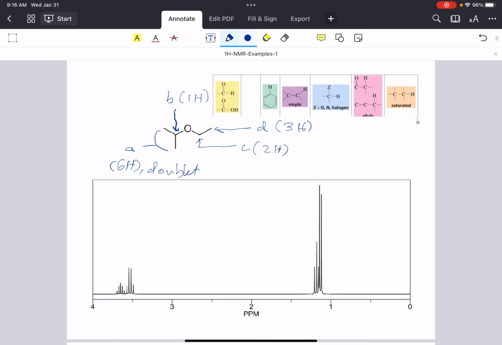If I look at signal B, I have 1 hydrogen causing the signal with 6 neighbors. I would expect that to manifest as a septet, so 7 small peaks in a series.